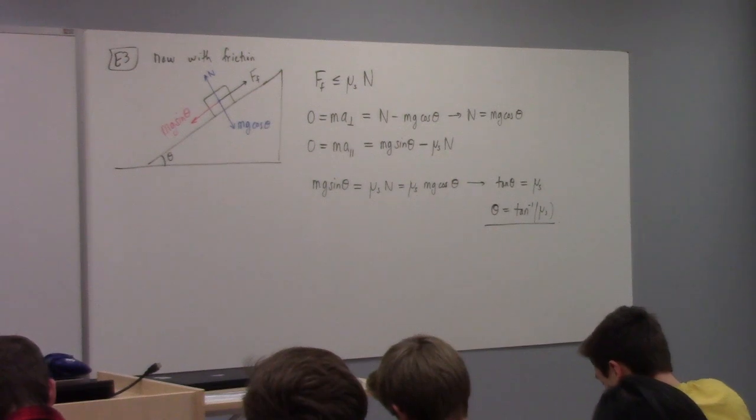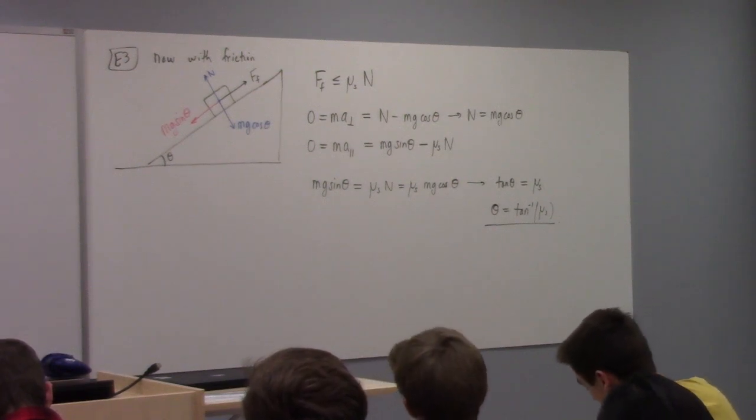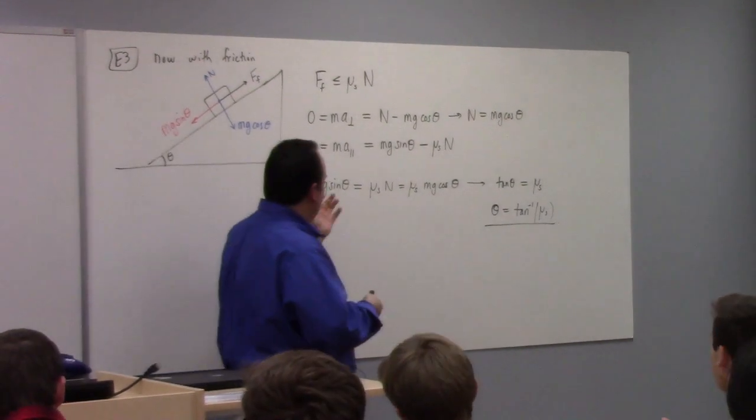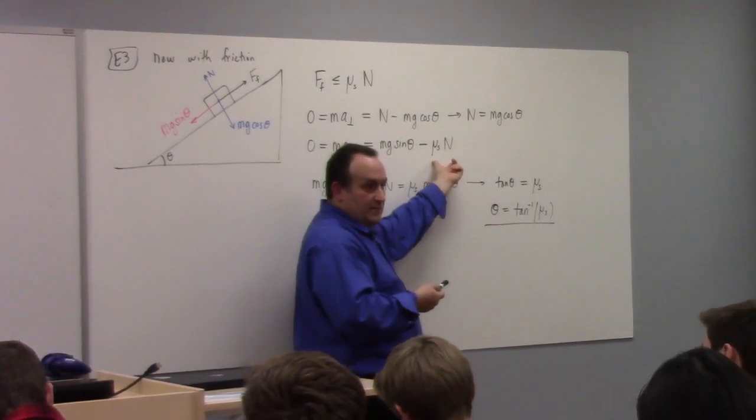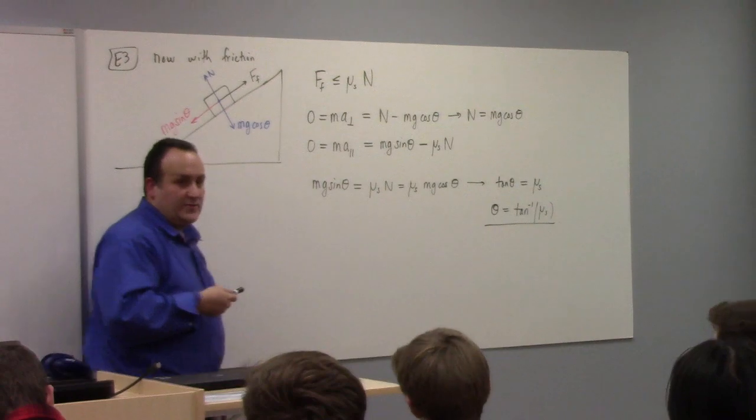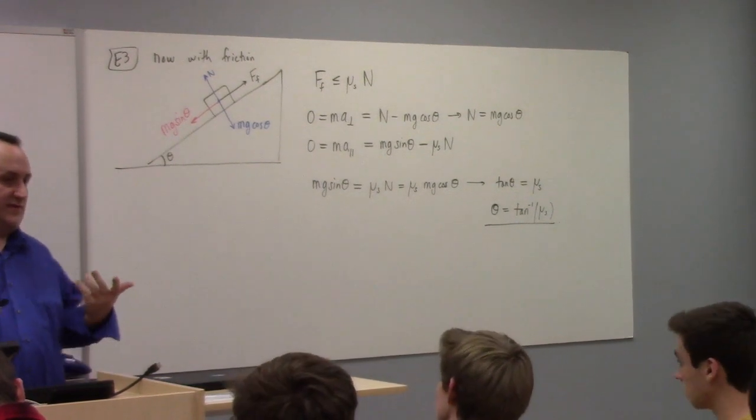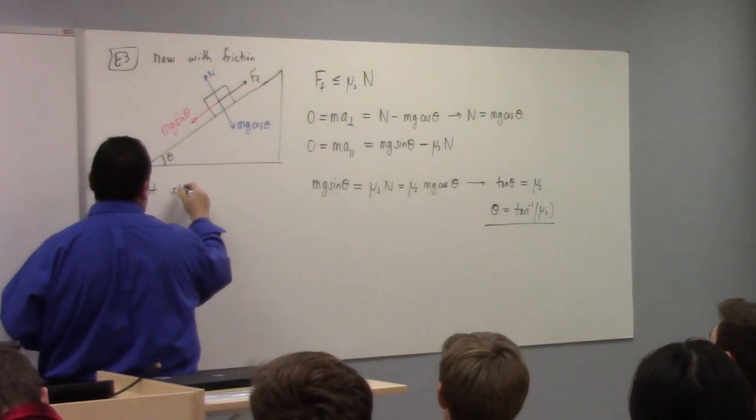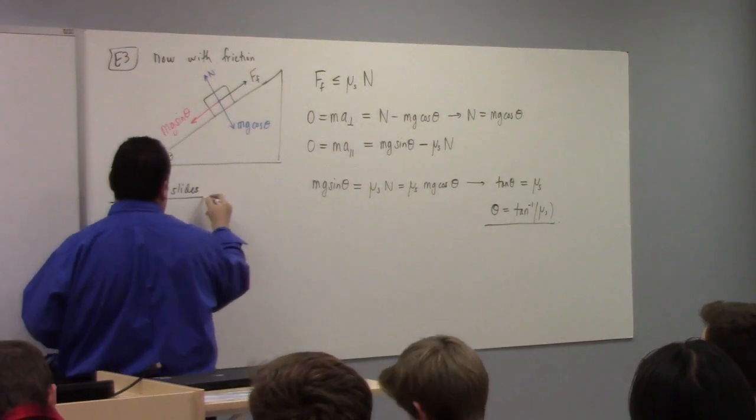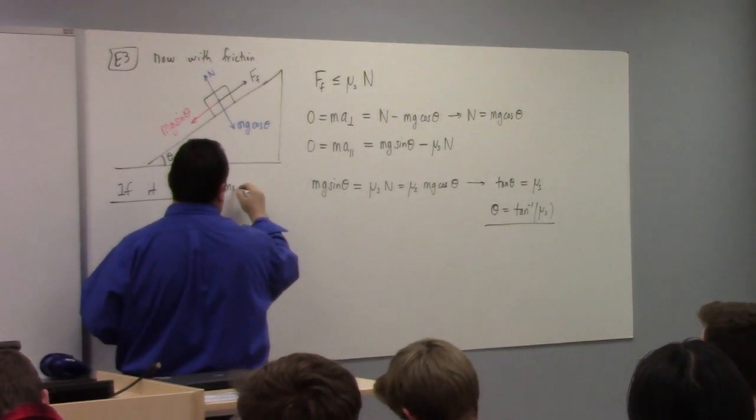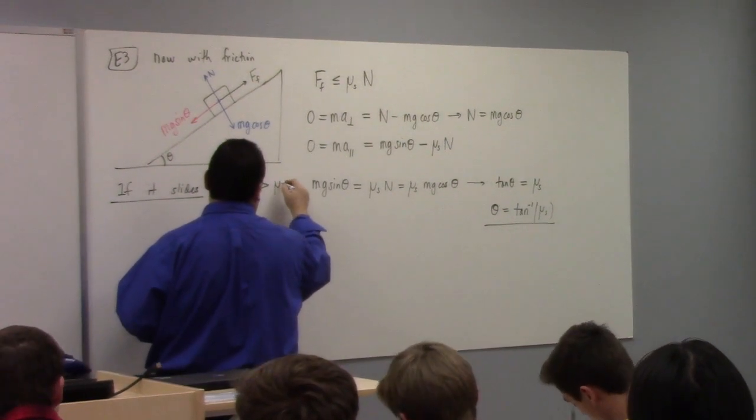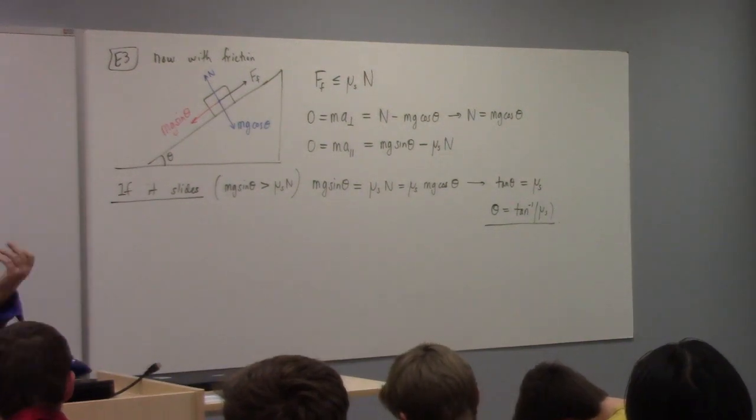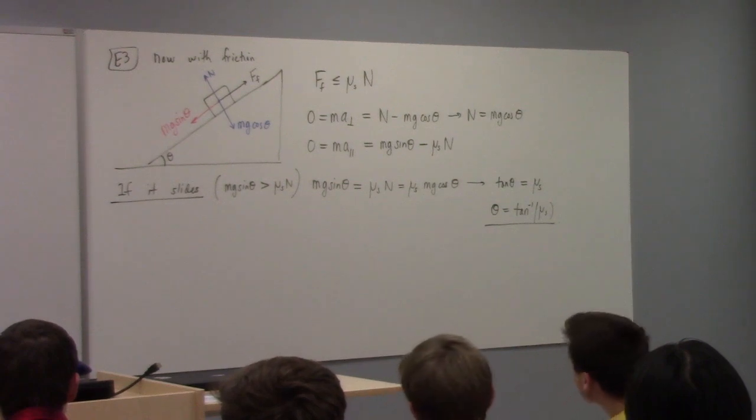What if it starts sliding though? Then what's the situation? Well, if we're past this point, if mg sin theta is greater than the maximum force of static friction available, then what happens? It slides down the plane, right? What's the acceleration in that case? If it slides, and that would be the case, mg sin theta is greater than mu_s n, then we're in the kinetic. Then we become kinetic. We have to use the kinetic coefficient of friction, right?